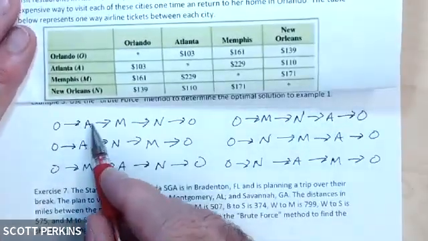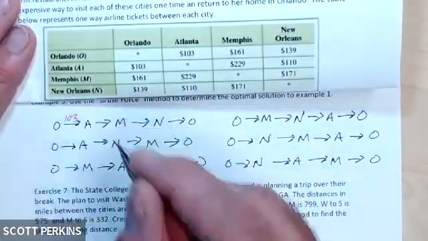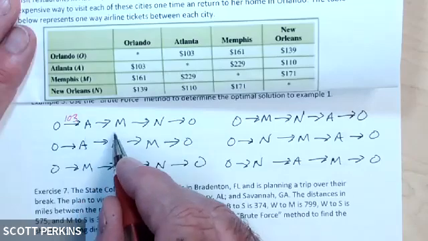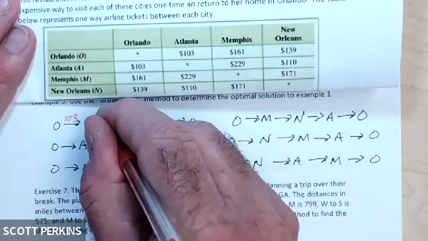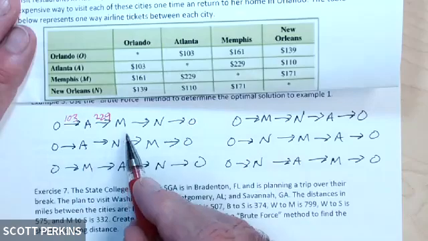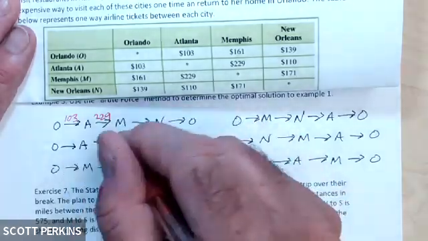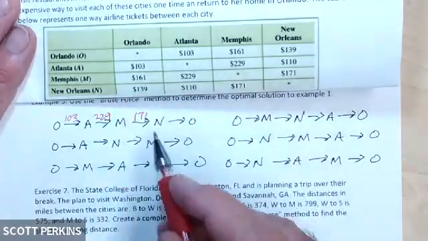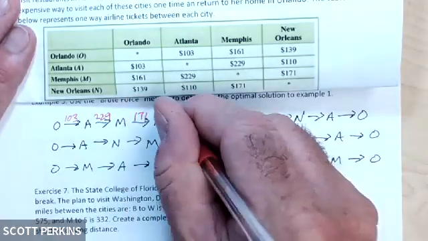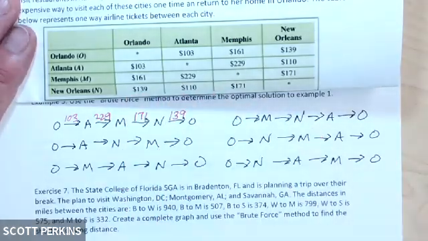So to go from Orlando to Atlanta is 103. To go from Atlanta to Memphis, that is 229. These are all the weights on the graph. To go from Memphis to New Orleans, that is 171. And then to go from New Orleans back to Orlando, that's 139. So this takes a moment. Sorry.